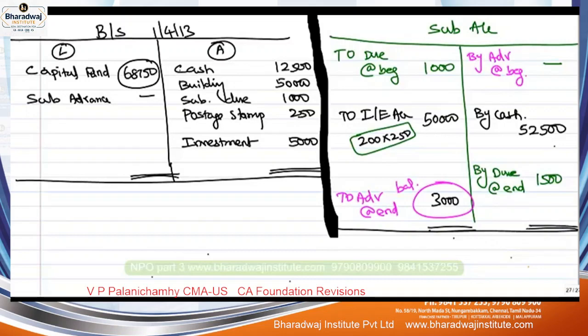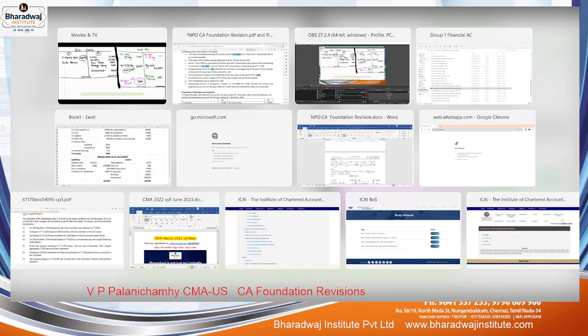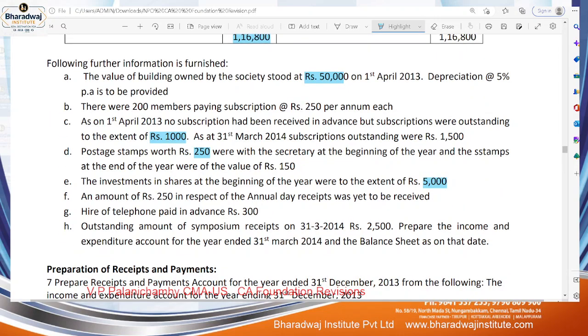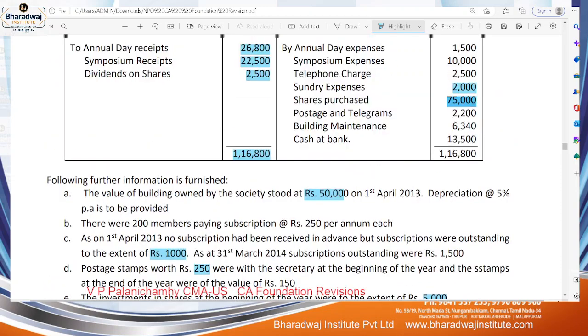Now try to prepare the income and expenditure account. Listen. For postage stamps, you should take only the consumption. Opening stock plus purchases minus closing stock. Under printing and stationery and postage, look at whether purchases are there. There we take opening stock plus purchases minus closing stock. Is there opening stock with the secretary? Opening stock with the secretary is 250. How much is the closing stock? 150. How much have we purchased in postage and telegrams? 2,200.